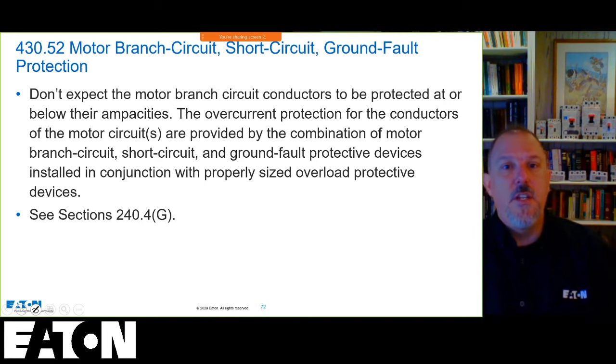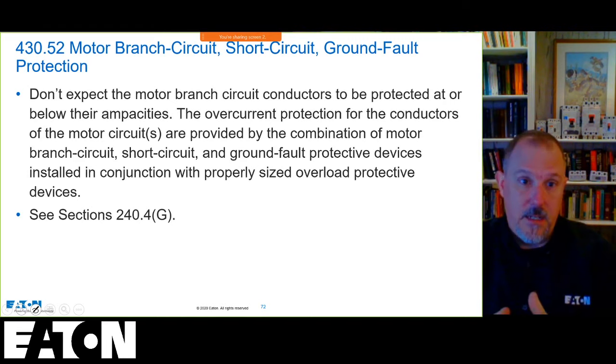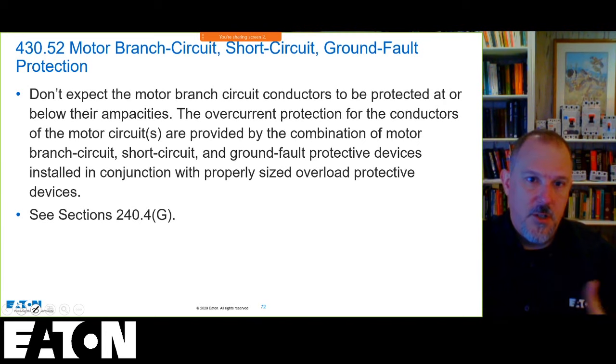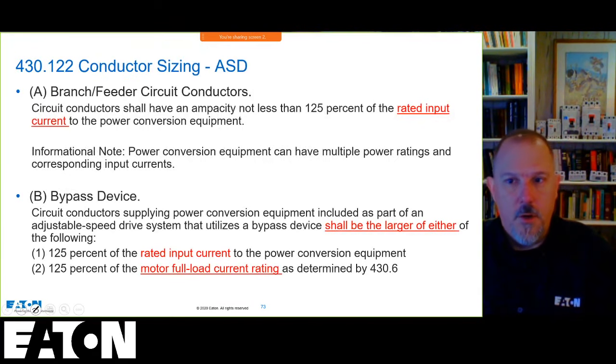So again, 430.52: don't expect the motor branch circuit conductors to be protected at or below their ampacities. The overcurrent protection for the conductors of the motor circuits is provided by a combination of the motor branch circuit short circuit and ground fault device in conjunction with the overload protective relay. So 430.52 points us back to 240.4(G), which helps us understand that whole concept that we're going to be doing that overcurrent protection based upon Article 430, which is going to be split between two types of devices, more than likely.